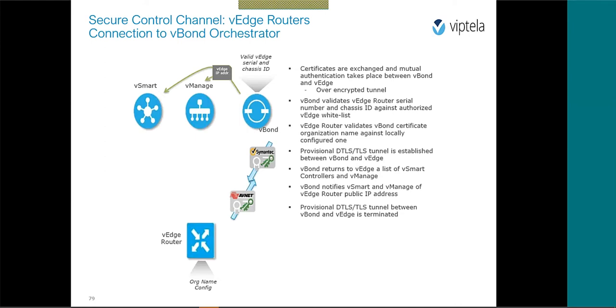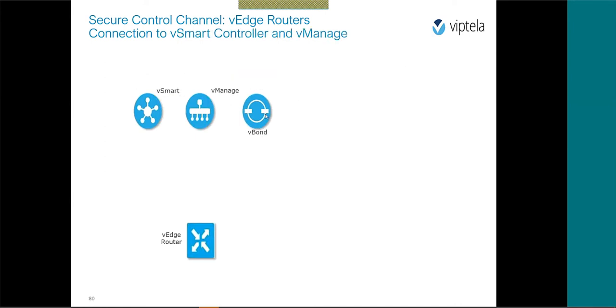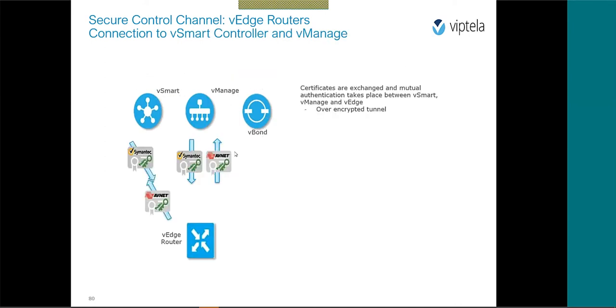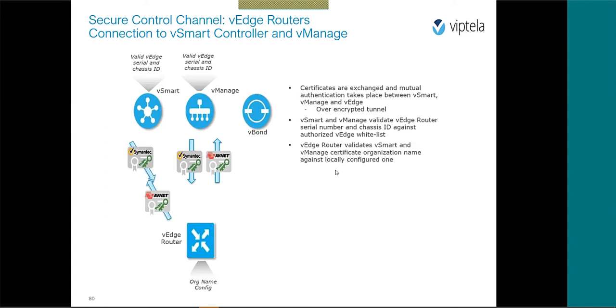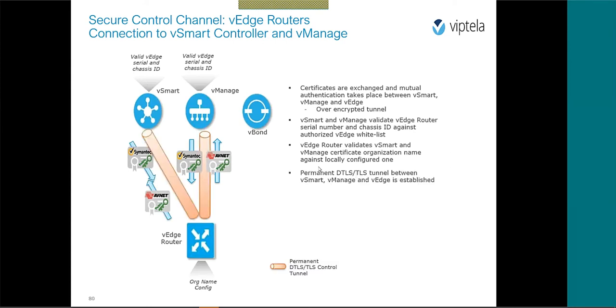Now vEdge has collected the information about vManage and vSmart. It starts the same procedure with the other controllers. So certificates are exchanged and then mutual authentication takes place between vSmart and vManage. vSmart and vManage will validate the certificate serial number and chassis ID. In a similar way, the vEdge router will validate the certificate against a locally configured organization name. And there is a permanent DTLS/TLS tunnel, and this is the permanent session.